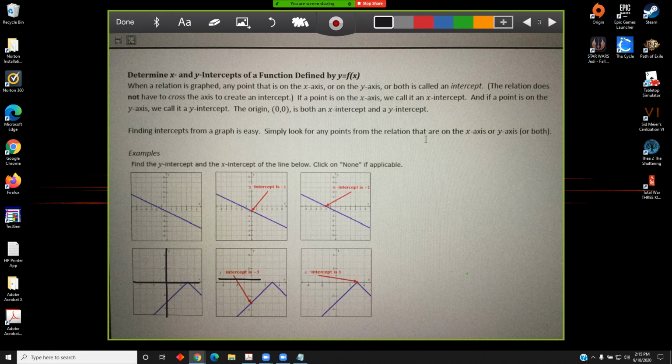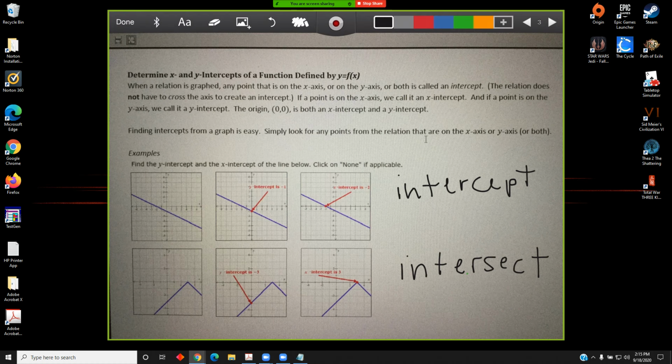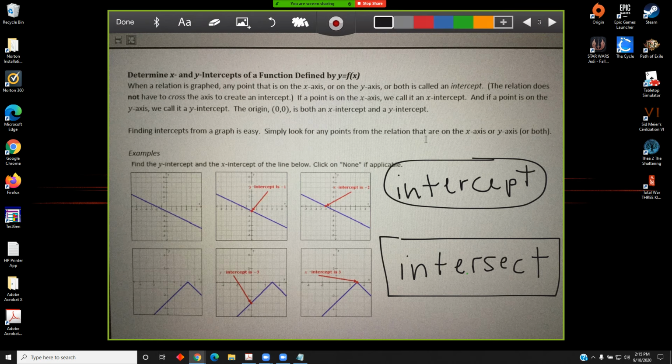You might have noticed that I am pronouncing my words very crisply. There is a difference in math between the word intercept, which is what we are studying, and intersect. Intersect is where two things cross or have something in common. But intercept is a very special type of intersection where our relation is intersecting either the x-axis or the y-axis.